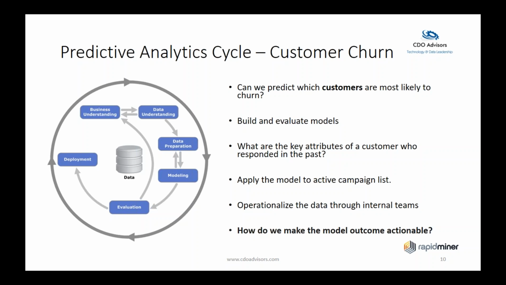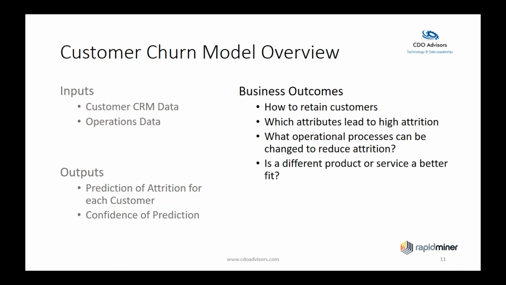Again, that's the whole point of this: RapidMiner is a great tool if you can operationalize the data, and that's where you really get the big benefit for your business and ahead of your competition. So for the customer churn model, in this case, our inputs would be customer CRM data, operations data, anything that you have on your customer that you want to feed into your model. The output would be the prediction of attrition for each customer, along with the confidence of prediction for that customer.